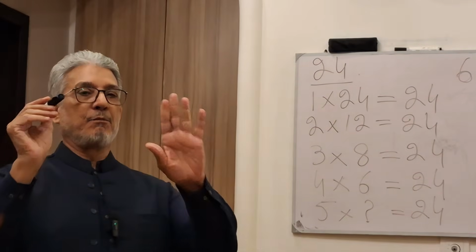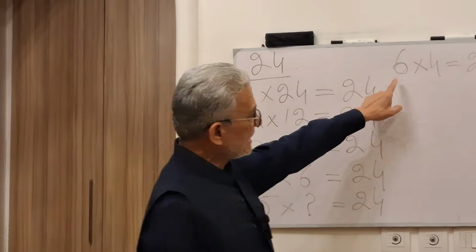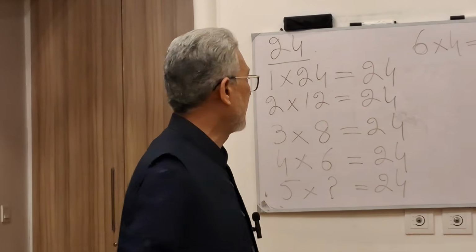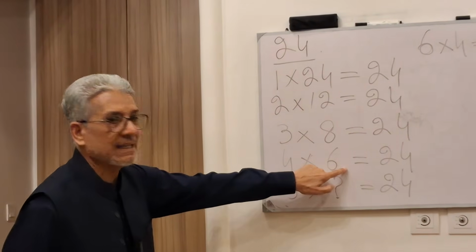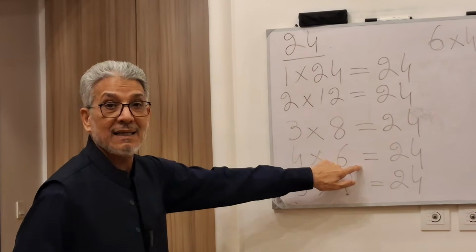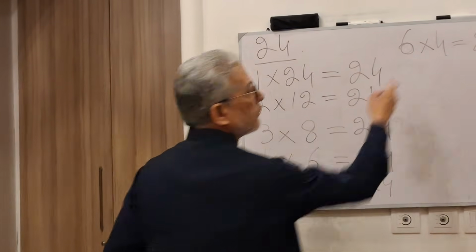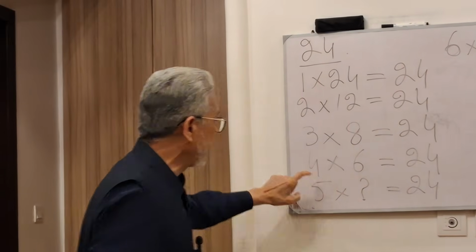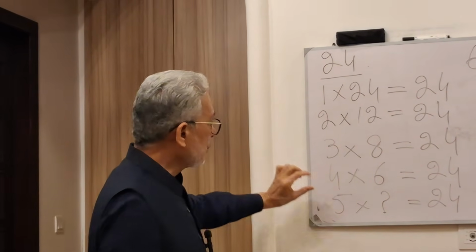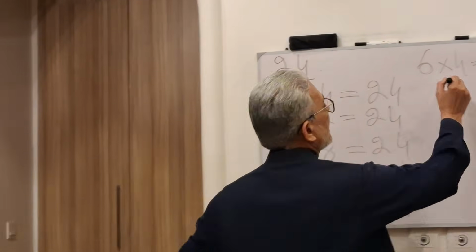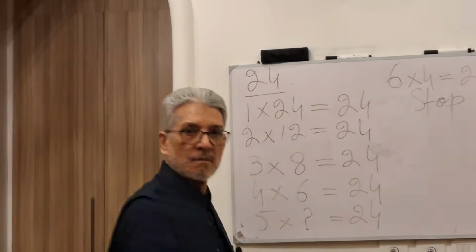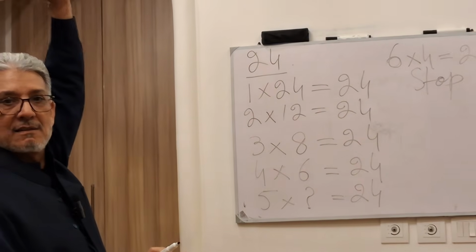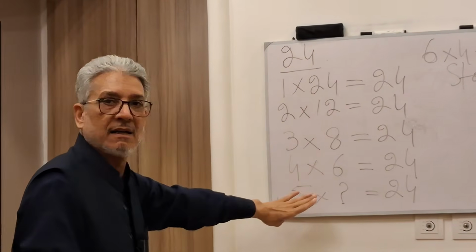Now stop here for a moment and think. 6 multiplied by 4. You already have found this factor pair. 4 multiplied by 6 and 6 multiplied by 4 is one and the same thing. So you do not need this. You already have this pair here. This is called a factor pair. So you stop here. Do not include this. You have got all the factors. Every factor of 24 is there.